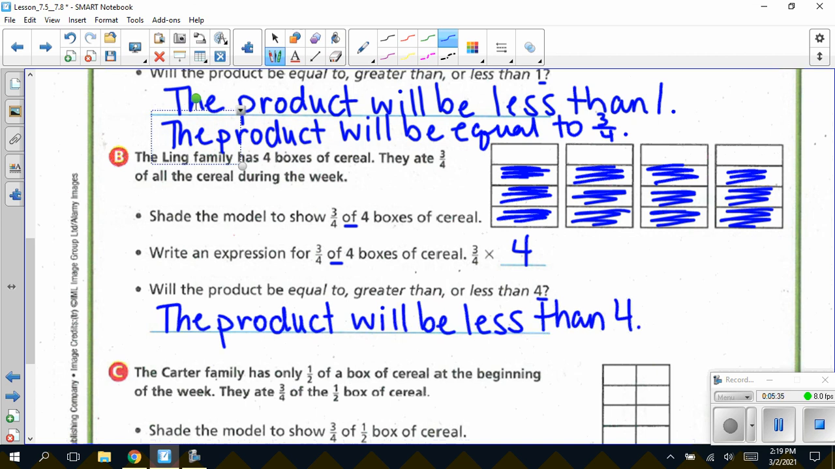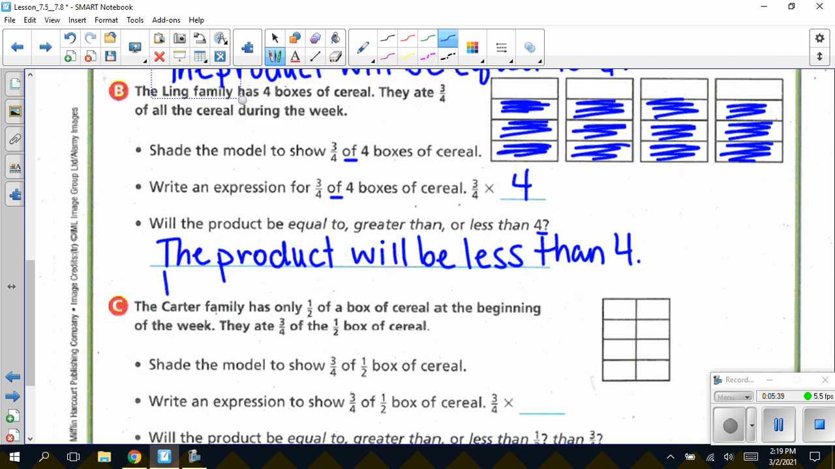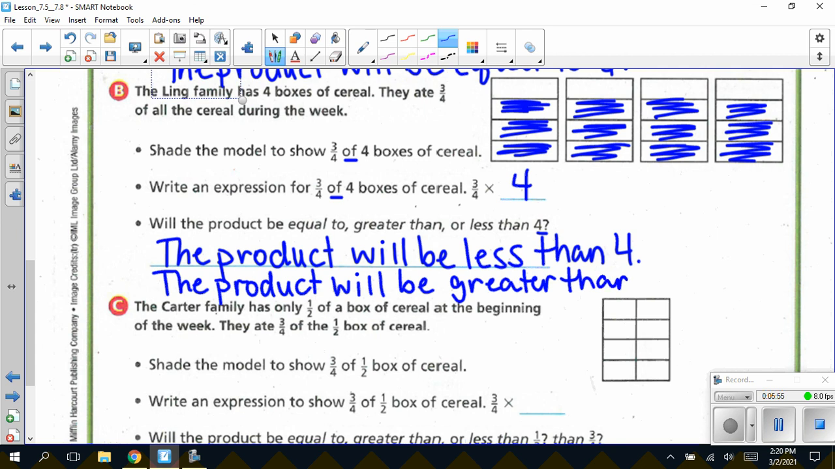Now, if I wanted to compare the product to the fraction 3/4, the product will be greater than 3/4. So for this, we realize that for a whole number times a fraction, the product will be less than the whole number, but it will be greater than the fraction.